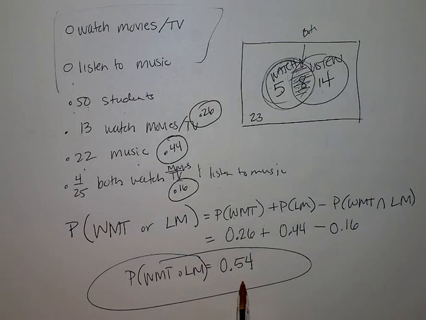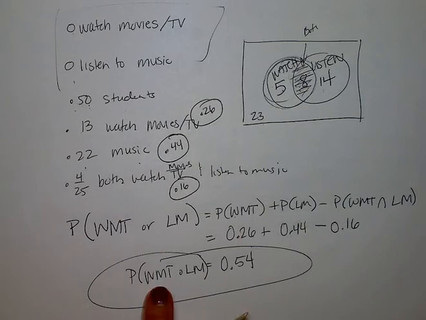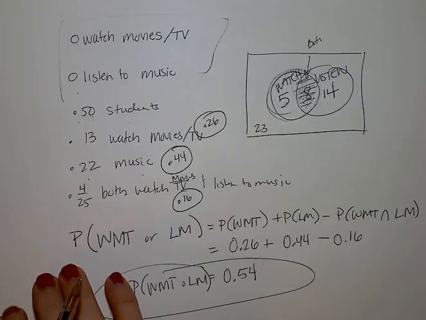What if they would have said to you guys, what is the percentage of something randomly chosen that watches movies or listens to music in their spare time? 0.54 would be wrong. What would it be? 54%. Nice job.